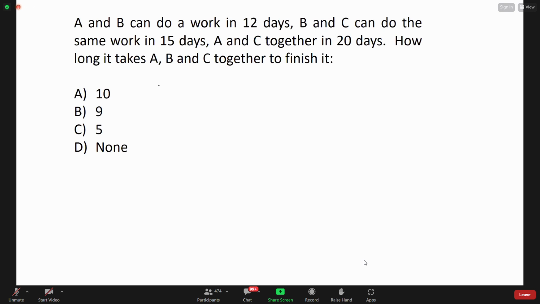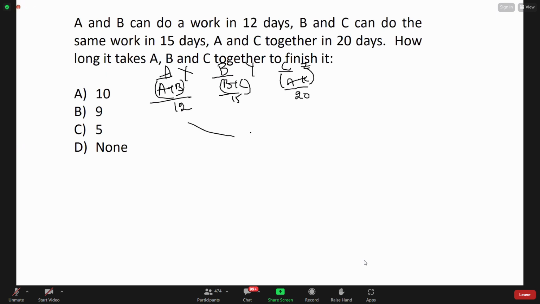So how do you see it? Let me just write something. A plus B is 12, B plus C is 15, and A plus C is 20. This is very similar to what we have done. It's just like he's giving it in different terms there. So let's say this whole is A, this whole is B, this whole is C. I'm just writing it here, okay? Or X, Y, Z, or anything, LMN.